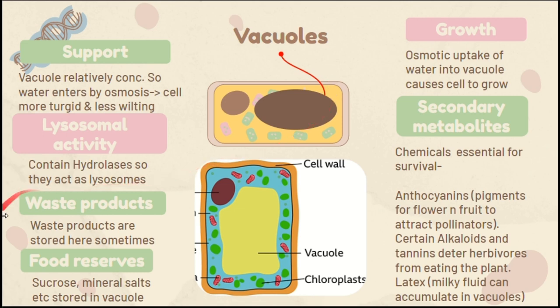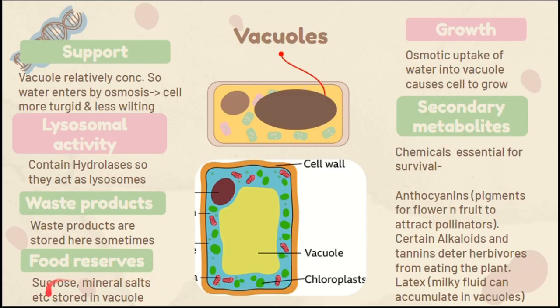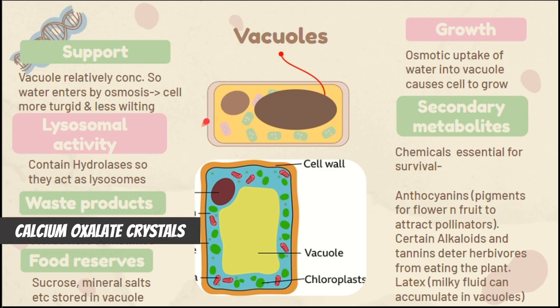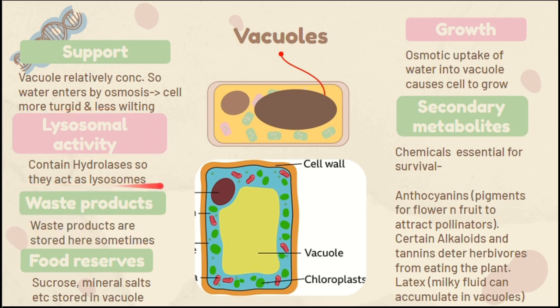Kinda weird to think that the same organelle acts as a food and waste reserve. Definitely wouldn't slide if humans were like that, but yeah. By food we mean sucrose and mineral salts, for example. What kind of waste? I don't want to know. I'm joking. Calcium oxalate crystals is an example of waste kept in the vacuole. Like lysosomes, vacuoles act as a giant lysosome, containing hydrolase enzymes, again to break down stuff with water, hydrolysis. It's best to know all these functions, but maybe keep 3 or 4 memorized pretty well if this comes up in your paper.